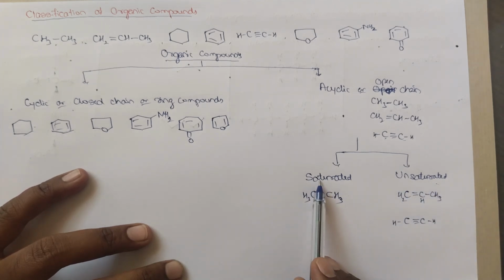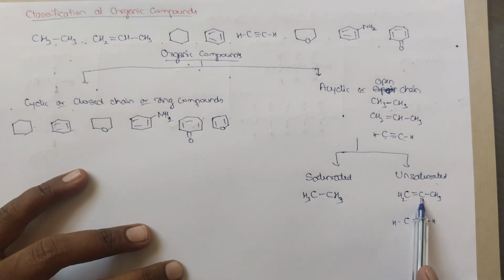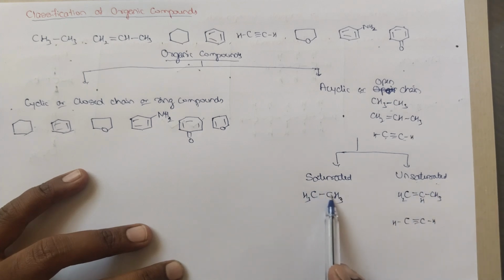Once again I repeat, saturated compounds are those having carbon single bonds, and unsaturated means if in the compound there is a presence of double bond or triple bonds, they are called unsaturated compounds. Here you can see that there is a double bond, here also there is a triple bond, so these come under unsaturated. There is no double bond in this compound, so this is called a saturated compound.